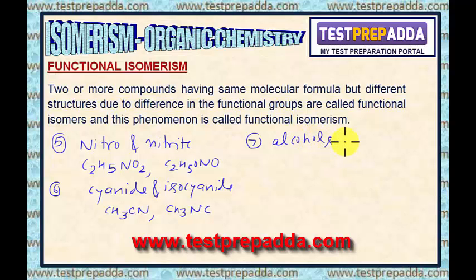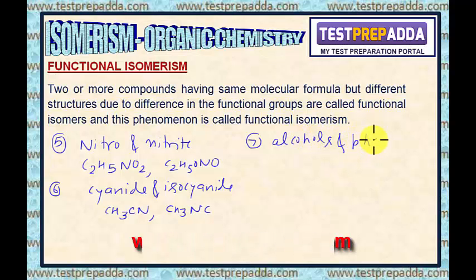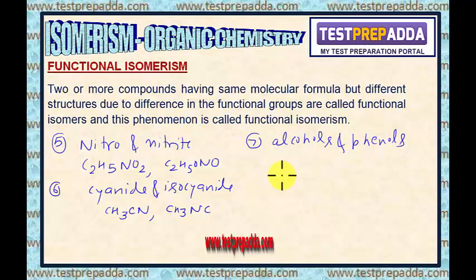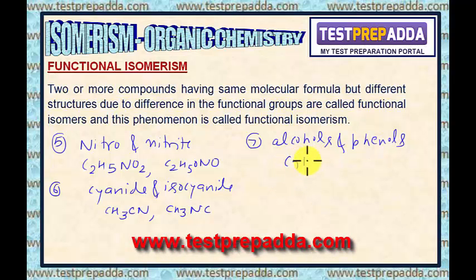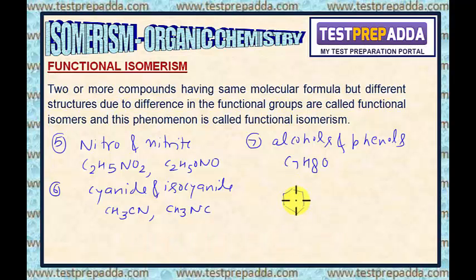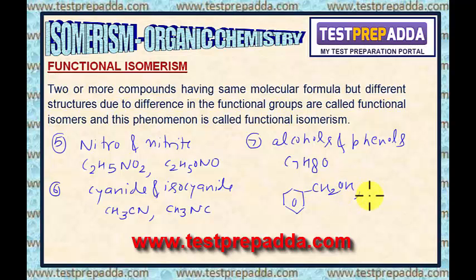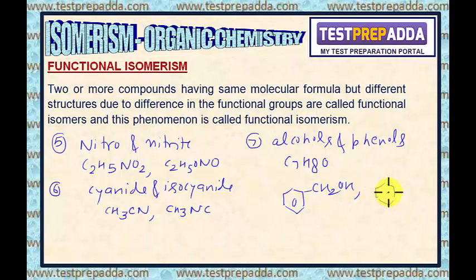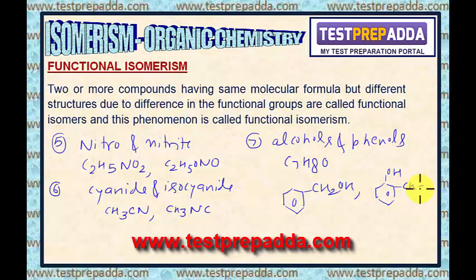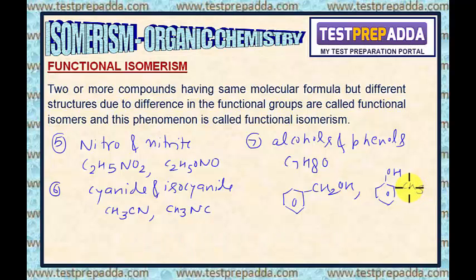We can say alcohols and phenols. For example, if I write C7H8O, so I can write like this. This is alcohol. And when OH is directly attached with benzene ring, it is phenol. But at the same time, you have to write alkyl group like methyl here.